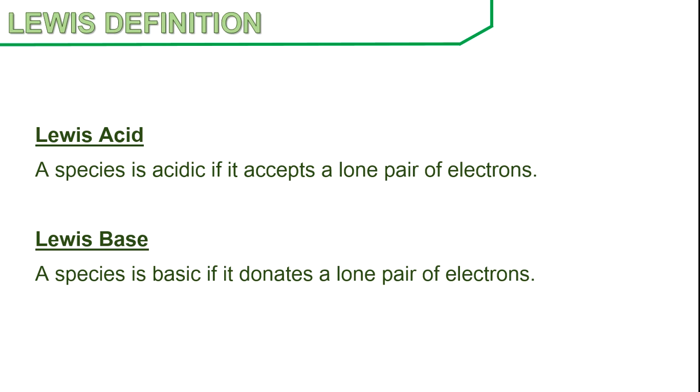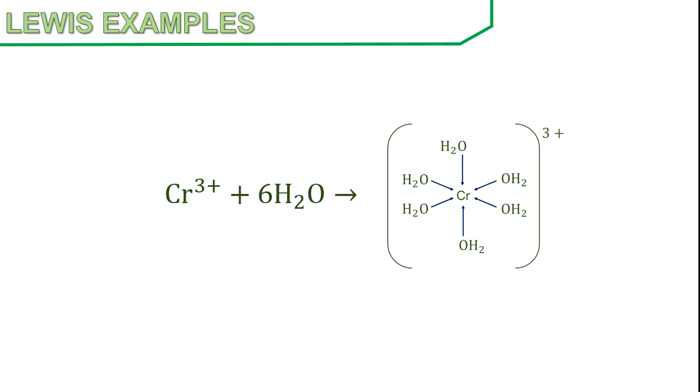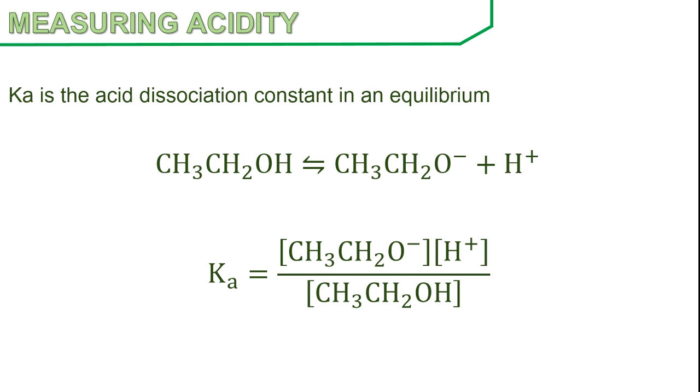The best example of this is in the form of complexes. So here we have a chromium ion and water, which is going to act as ligands to form the complex Cr(OH2)6. So how do we measure the acidity?